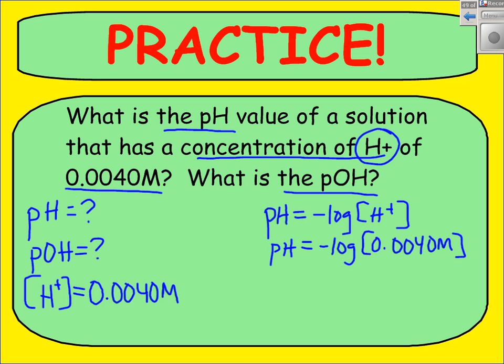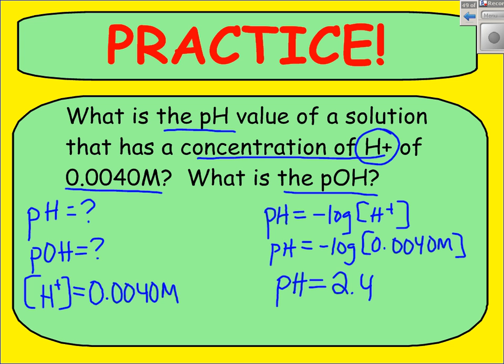Now let's punch this into our calculators. Depending on what calculator you have will depend on how you punch it in. If you have a graphing calculator or a newer scientific calculator, you can punch it in just as it's written. Right now, let's do that. Type in negative log 0.0040 and then hit equals. If you did that correctly, your pH value should come out to 2.4. Notice that it's unitless.